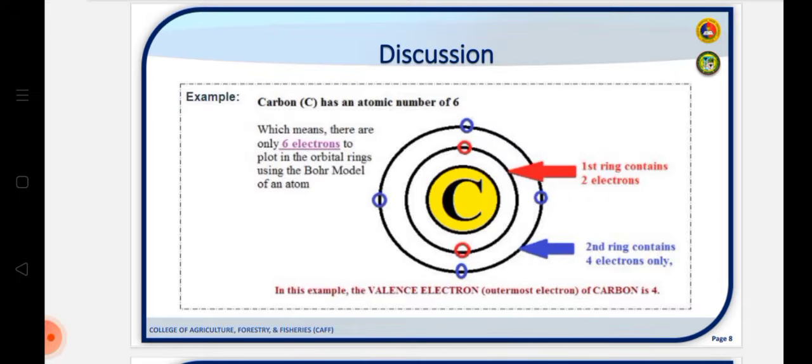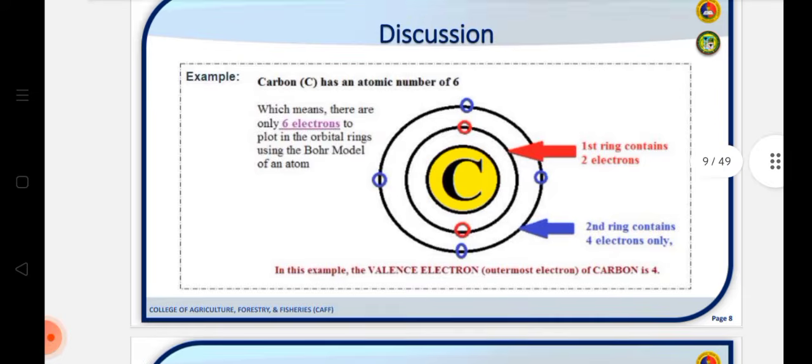So next, draw the second ring. The second ring will contain the 4 electrons. So 2 plus 4 is equal to 6. So that is exact, the 6 electrons we need to draw. Do we still draw a third ring? Yes or no? Okay, we no longer need to draw a third ring because we have already drawn all the electrons. So 2 in the first ring and 4 in the second ring. So in this example, the valence electron or the outermost electron of carbon is 4. If I count the outermost electrons in the second ring, there are 4.